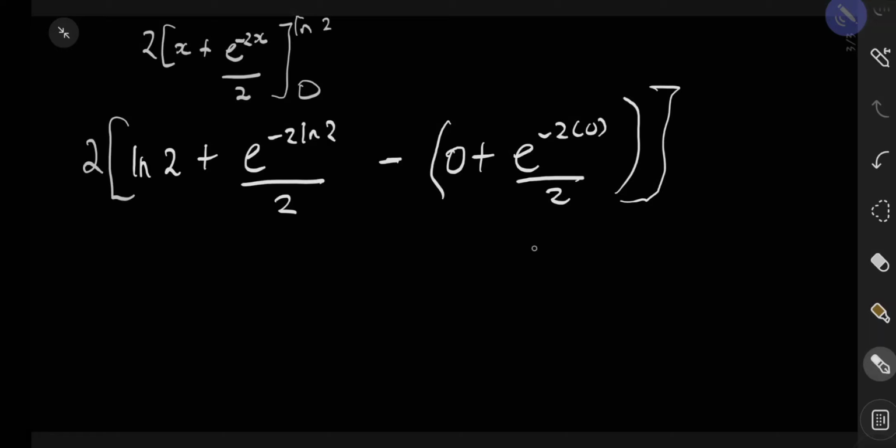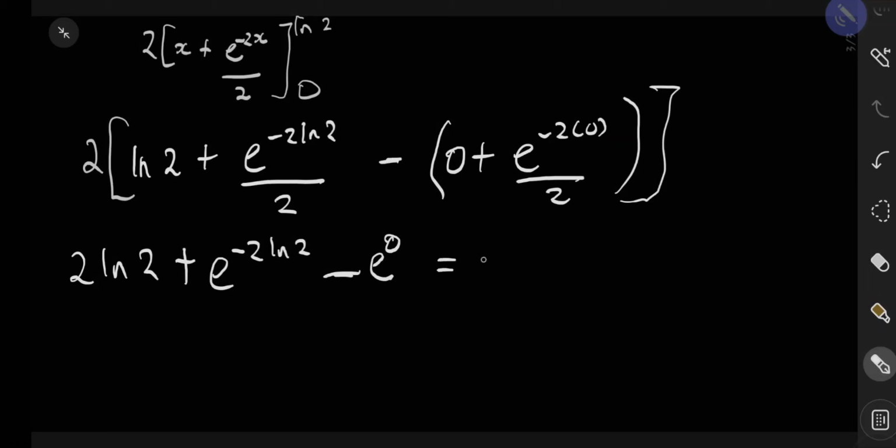So let's open the brackets. Here we have 2 natural log 2 plus 2 times this expression. The 2's cancel out, so you have e raised to power minus 2 natural log 2 minus 0, that goes, and 2 times this expression. The 2's cancel out, and we have minus e raised to power anything, minus 2 times 0 is 0. Anything raised to power 0 is 1.